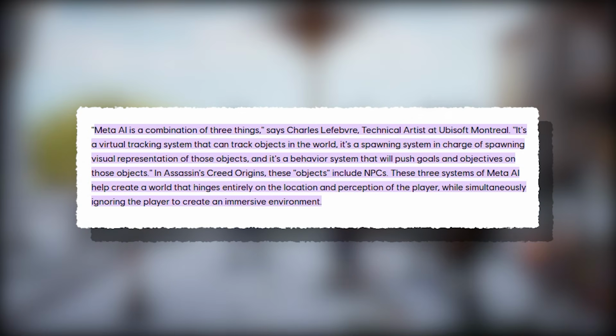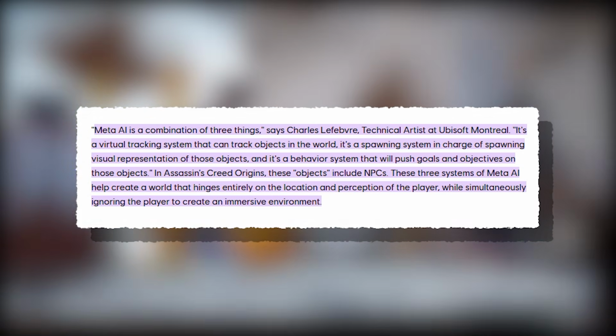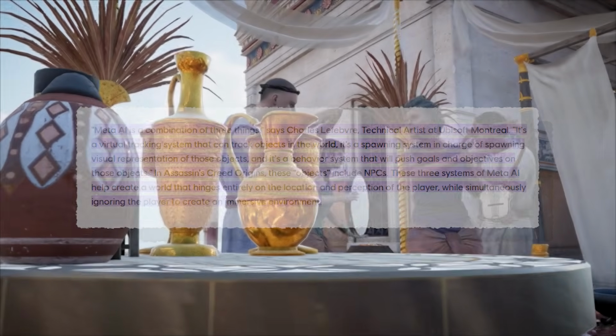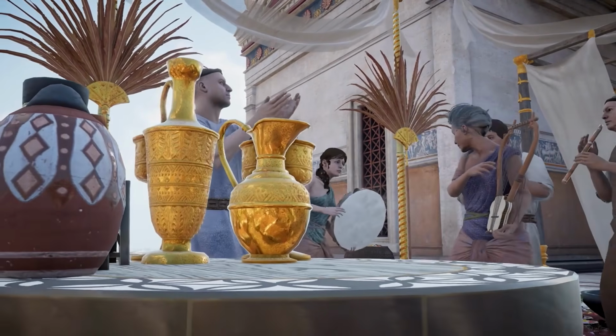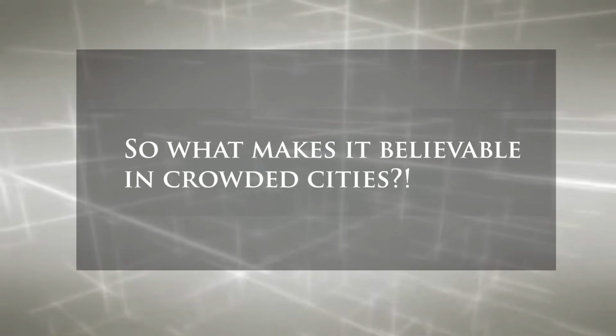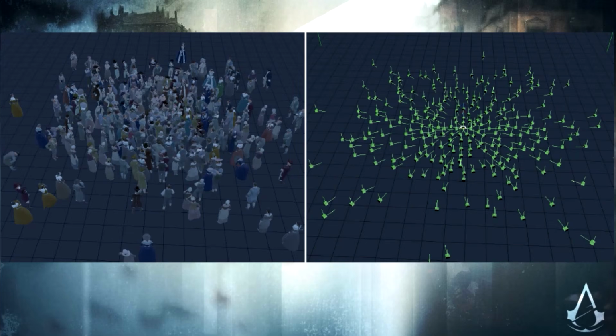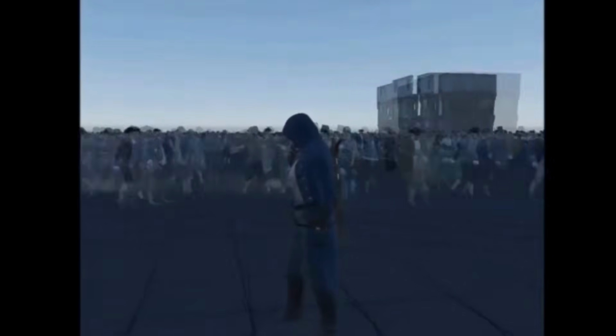This is all tracked by the engine's meta AI, which combines a virtual tracker, a spawning system, and a goal-driven behavior system to give each NPC objectives, without the need for a designer to manually script each character. So what makes them move believably through dense cities and not collide with each other? You see, NPCs rely on Anvil's robust navmesh and pathfinding. Therefore, the level designers generate a navigation mesh across the map, so NPCs know where they can walk, backed up with avoidance behavior, to not gather in one spot.